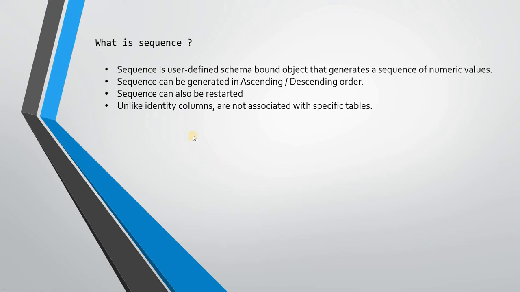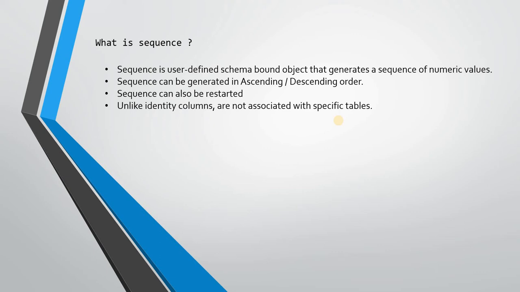A sequence can also be restarted, depending upon the business requirement, if that sequence needs to be restarted. It's very much possible to restart the sequence. And unlike identity columns, they are not associated with a specific table. If you have worked with identity columns, then each identity column is associated with a specific table. But in case of a sequence, it is at the database level.